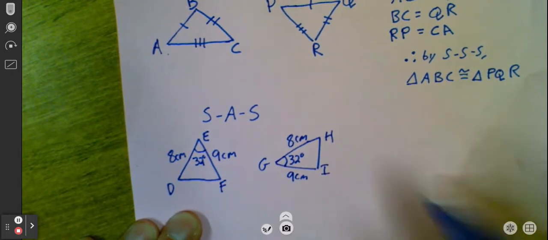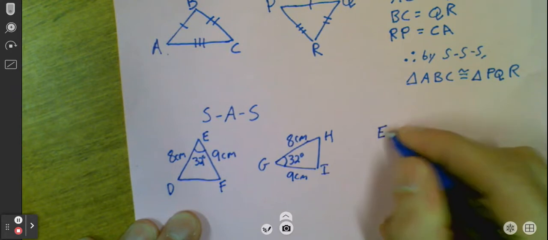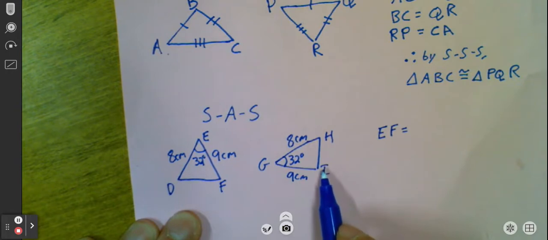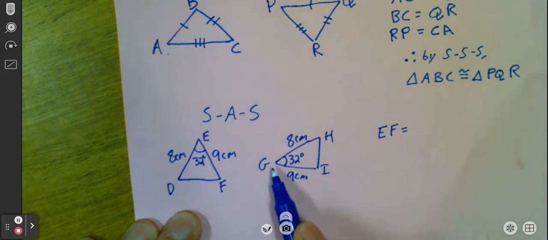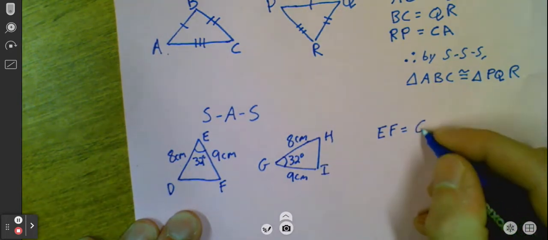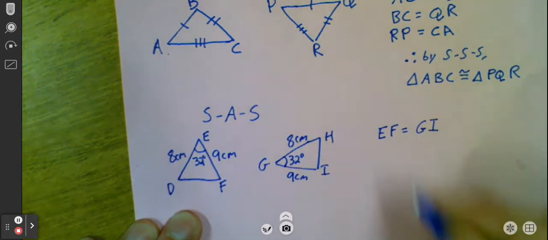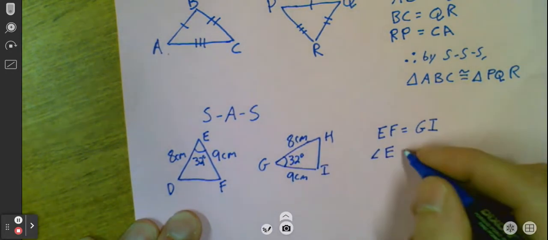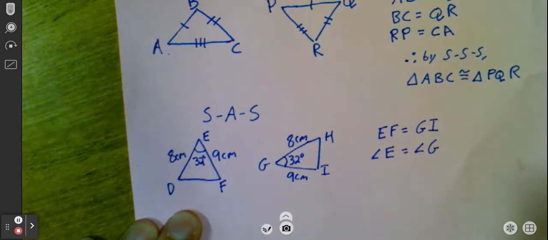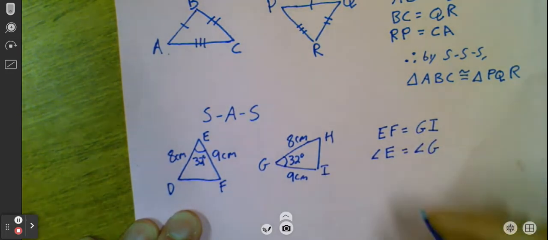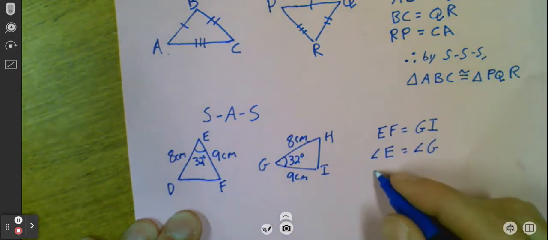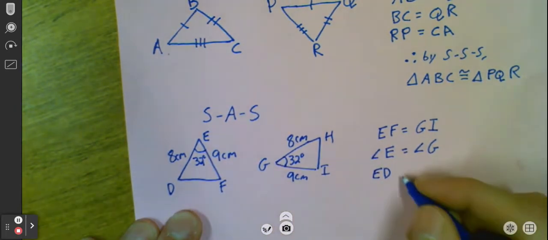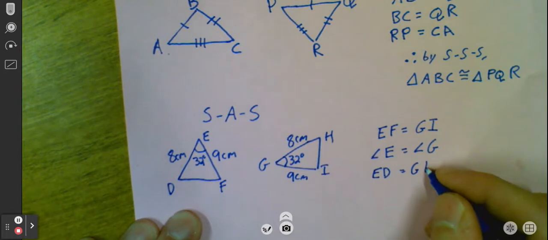Well, I know that side EF corresponds or is equal to side GI. So that's the 9 centimeter side starting from the 32 degree angle. So they're corresponding sides. EF equals GI. And I also know that angle E, so I'm saying the measure of angle E is of course measured at angle G. They're the same angle, 32 degrees. And I also know that on the other side of that angle, I know that ED, which is 8 centimeters starting from the 32 degree angle, must correspond and is equal to GH.